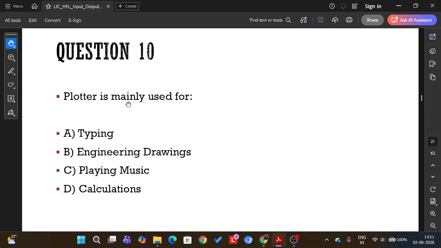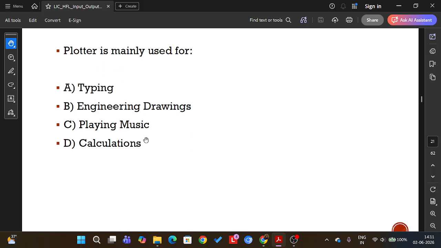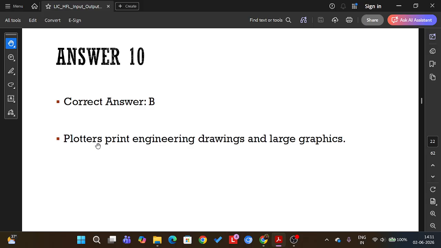Question 10. Plotter is mainly used for typing, engineering drawings, playing music, or calculations? A plotter is used for plotting, so it is used for printing engineering drawings and large graphics. That means it plots each dot one by one and produces engineering drawings and large graphics.